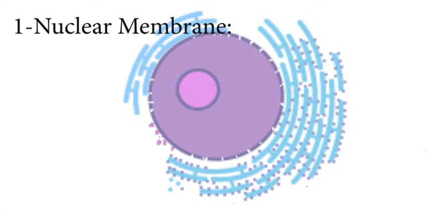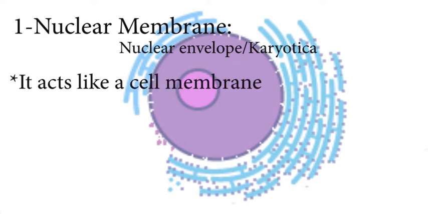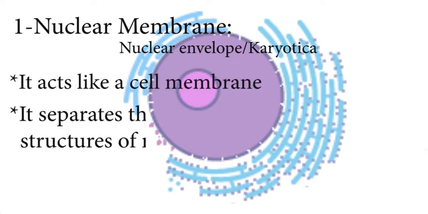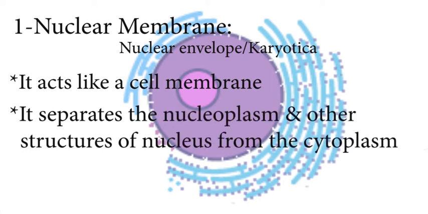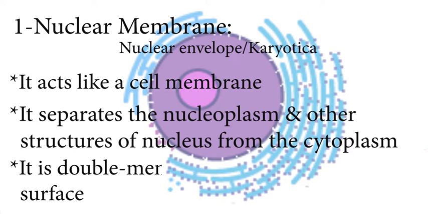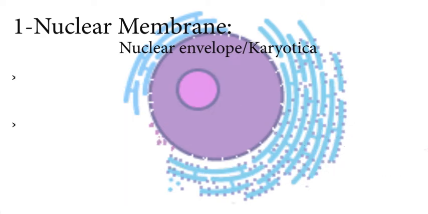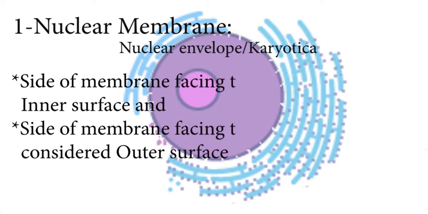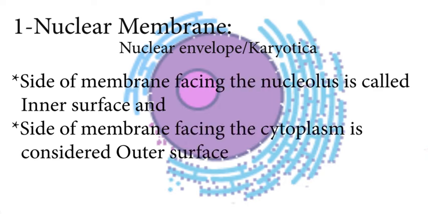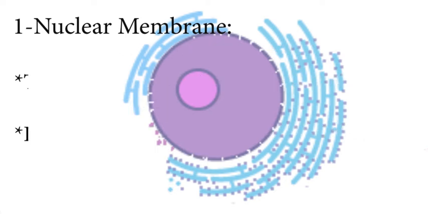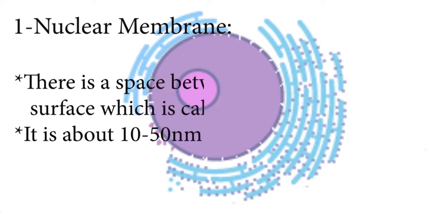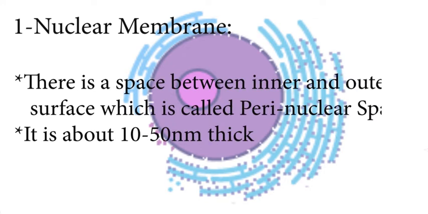Nuclear membrane. Other names of the nuclear membrane are nuclear envelope or karyotheca. The nuclear membrane acts just like a cell membrane. It separates the nucleoplasm and other structures of the nucleus from the cytoplasm. It is a double membrane having inner and outer surface. The side of the membrane facing the nucleolus is considered the inner surface and the side facing the cytoplasm is considered the outer surface. There is a space between the inner and outer membrane which is called perinuclear space. It is about 10 to 50 nanometers thick.